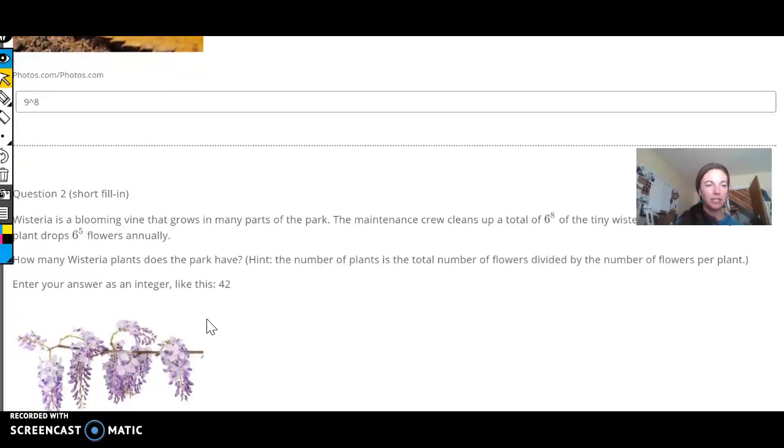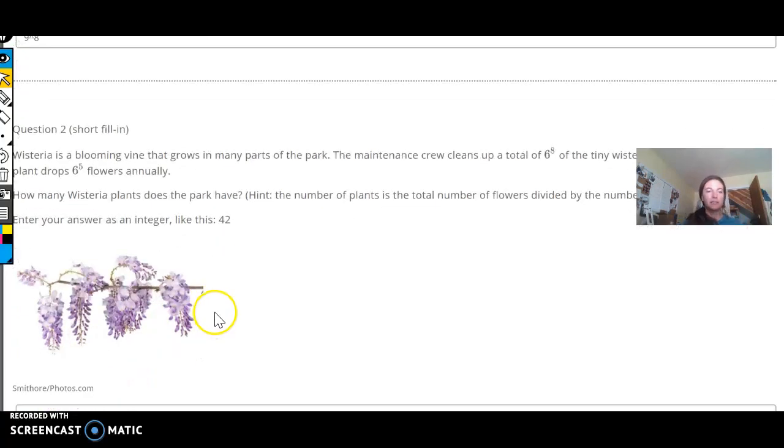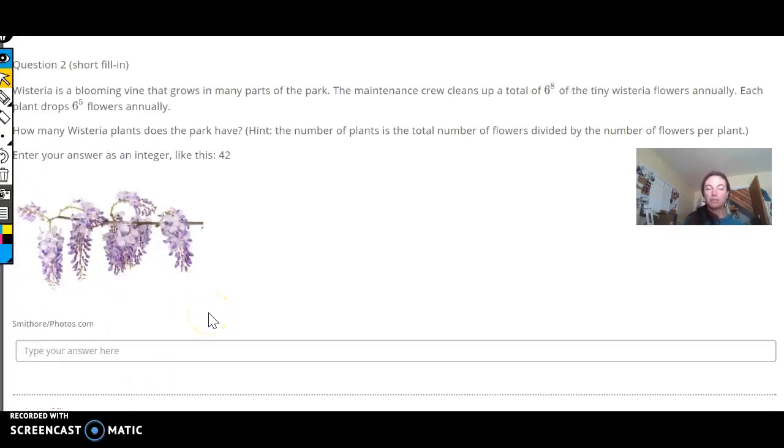Okay, next question. Wisteria is a blooming vine that grows in many parts of the park. And if you live in Boise, you will have smelled wisteria. It's delightful. The maintenance crew cleans up a total of 6 to the 8th of the tiny wisteria flowers annually. Each plant drops 6 to the 5th flowers annually. How many wisteria plants does the park have?